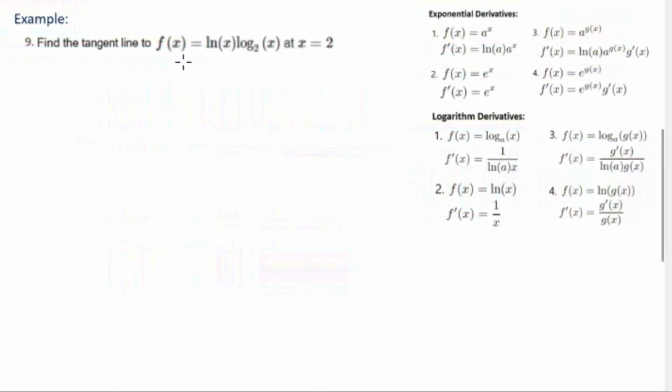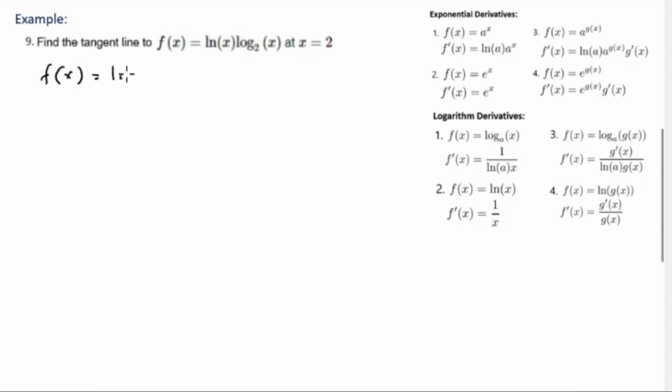Example number 9. Find the tangent line to the function f of x, which is equal to ln of x multiplied by log base 2 of x, at x equal to 2. So we copy first. The function f of x is equal to ln of x times log base 2 of x.